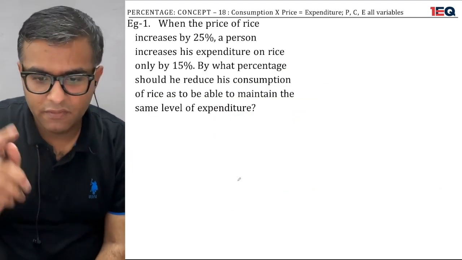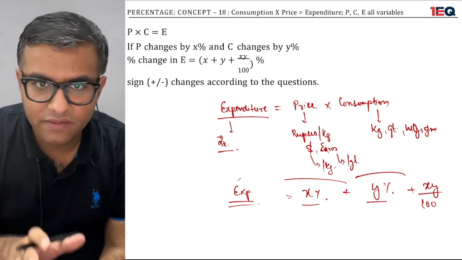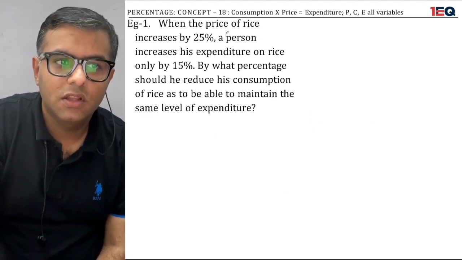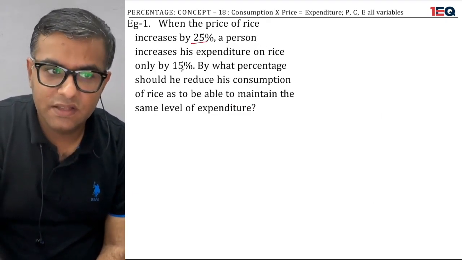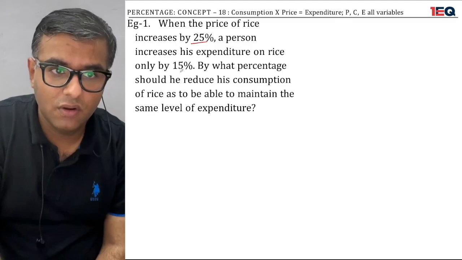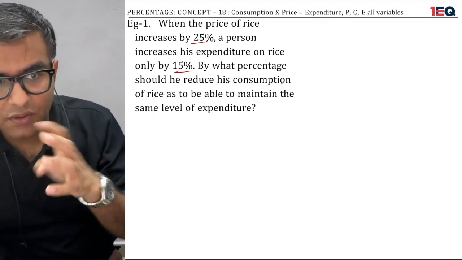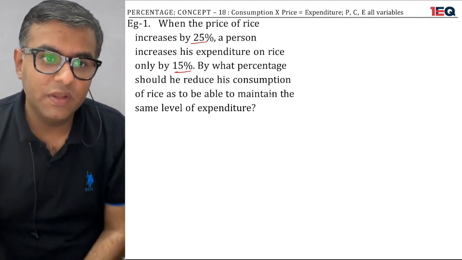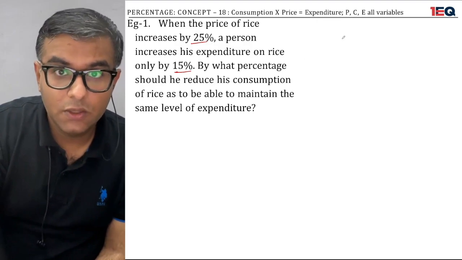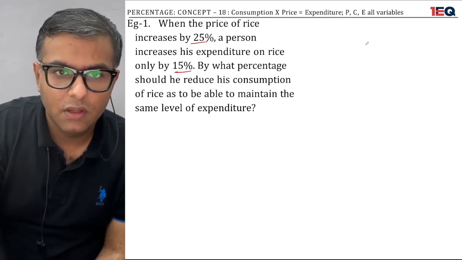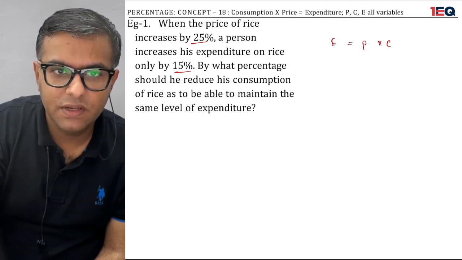Moving on. See, when I apply it, that is when you get it. Before application, it's very difficult to understand. The price of rice has increased by 25%. A person increases his expenditure on rice by 15% only. By what percent should he reduce his consumption of rice to be able to maintain the same level of expenditure? I'll tell you how this question is being done. The price multiplied by consumption is equal to expenditure.